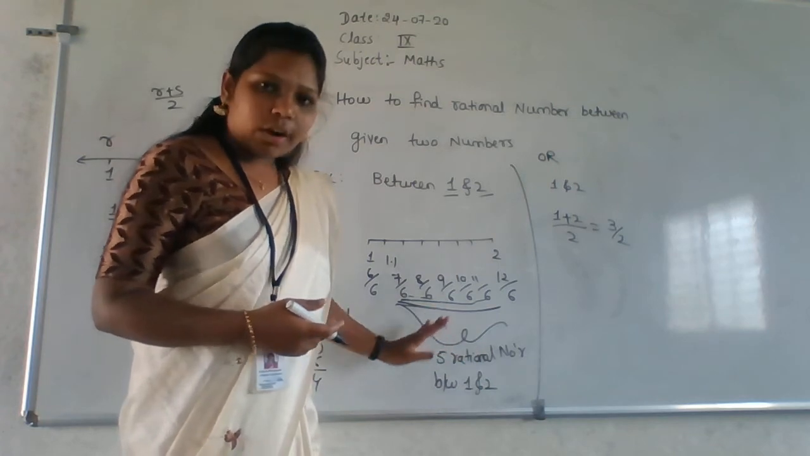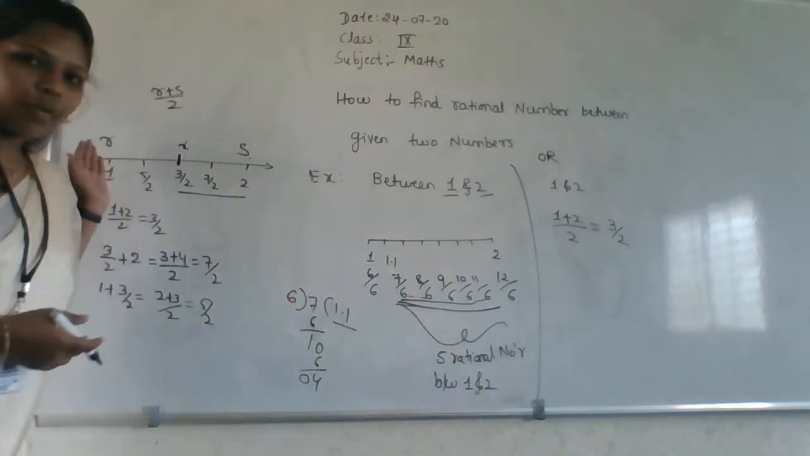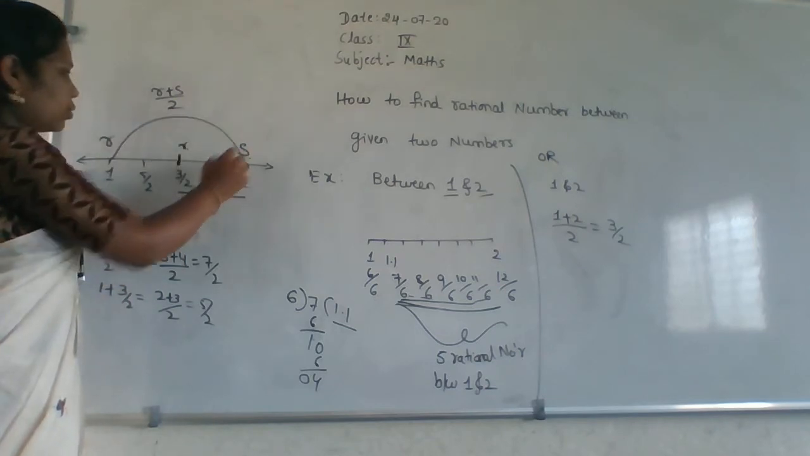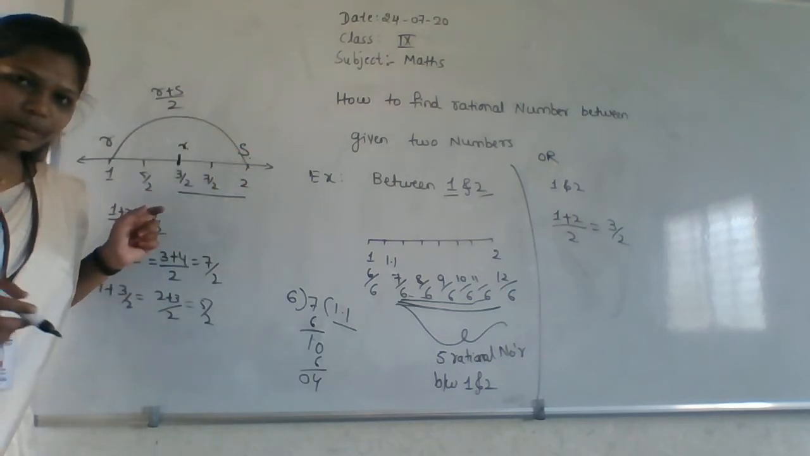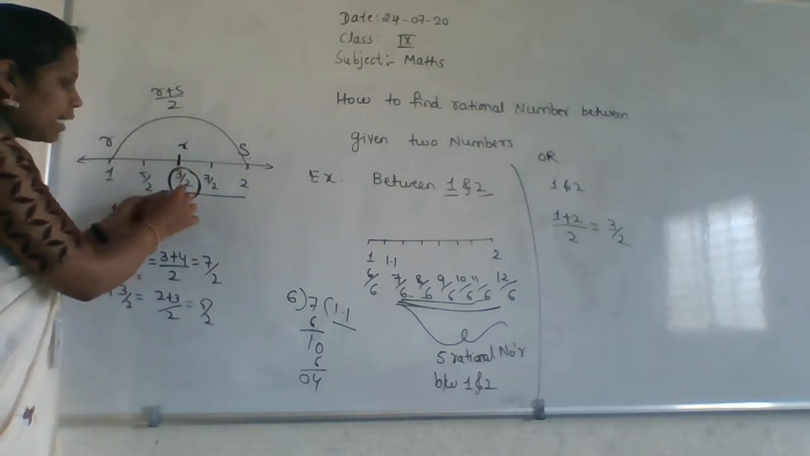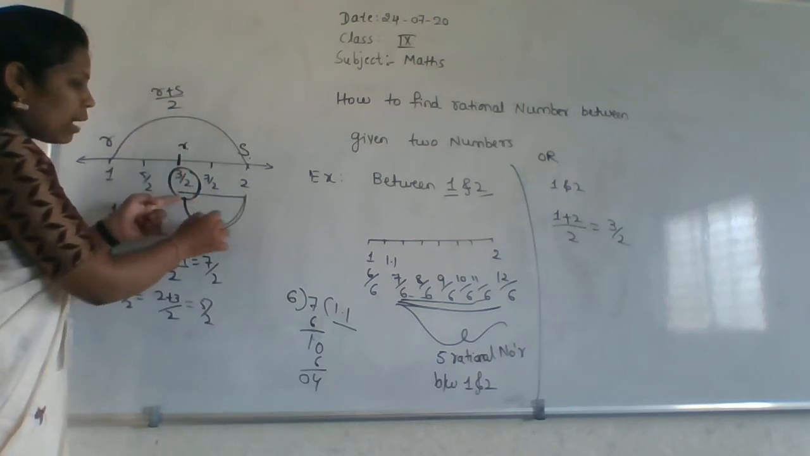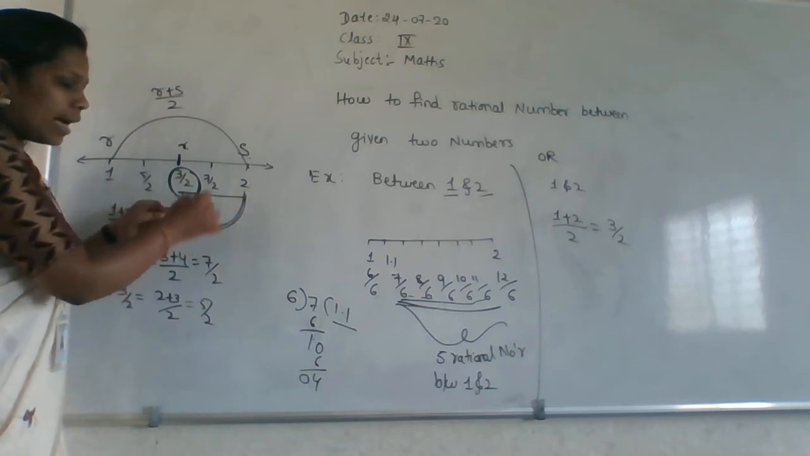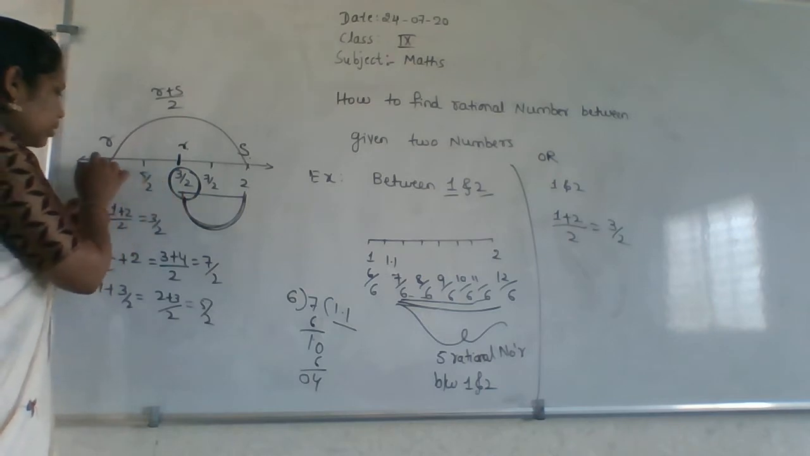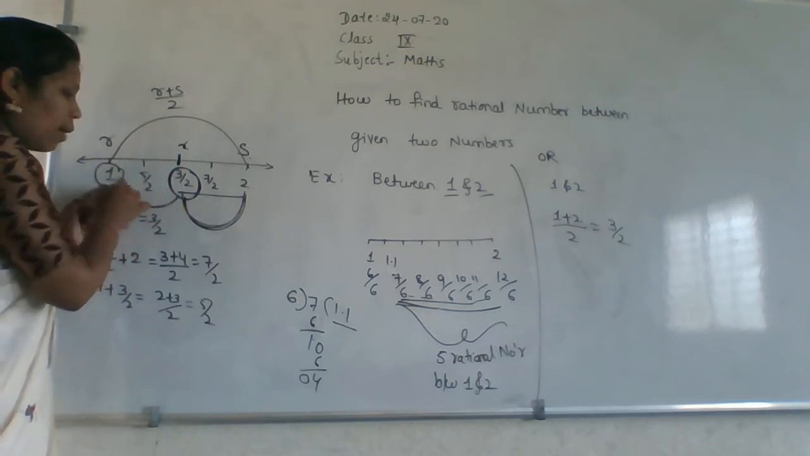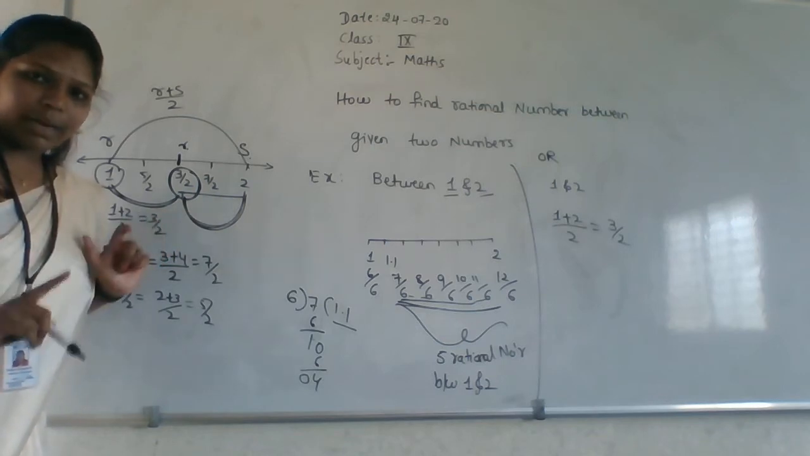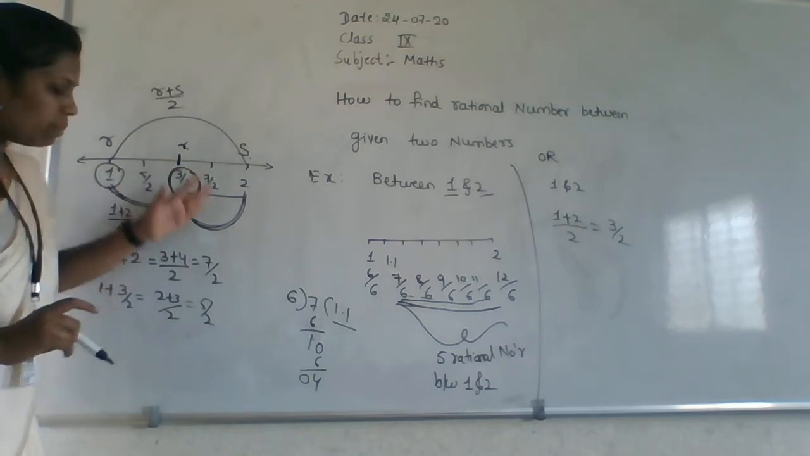If you are not getting this, then go for this method. It is nothing but we have to add these two numbers and divide by 2. After that we will get 3 by 2. Then again 3 by 2 plus 2, you have to add these two numbers and again divide by 2. Again you will get one rational number. Next, this 1 and 3 by 2, you have to add and divide by 2. Again you will get one rational number. Like that the process will go on.